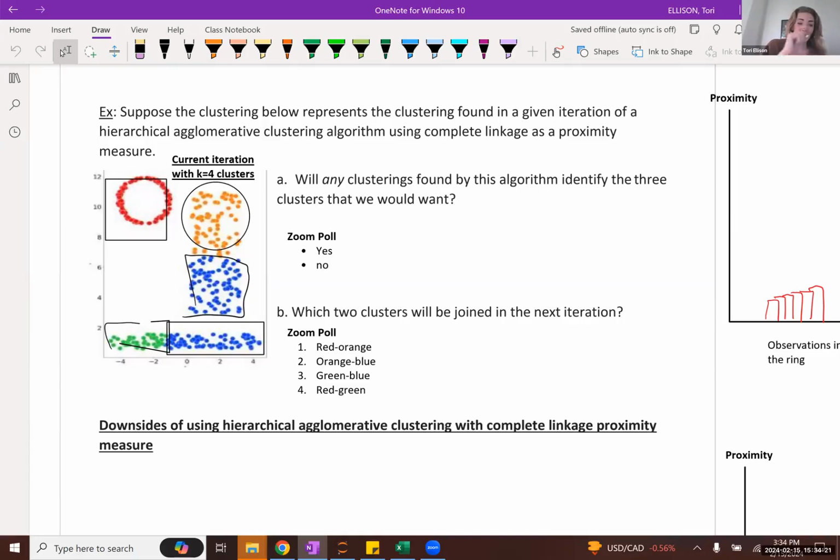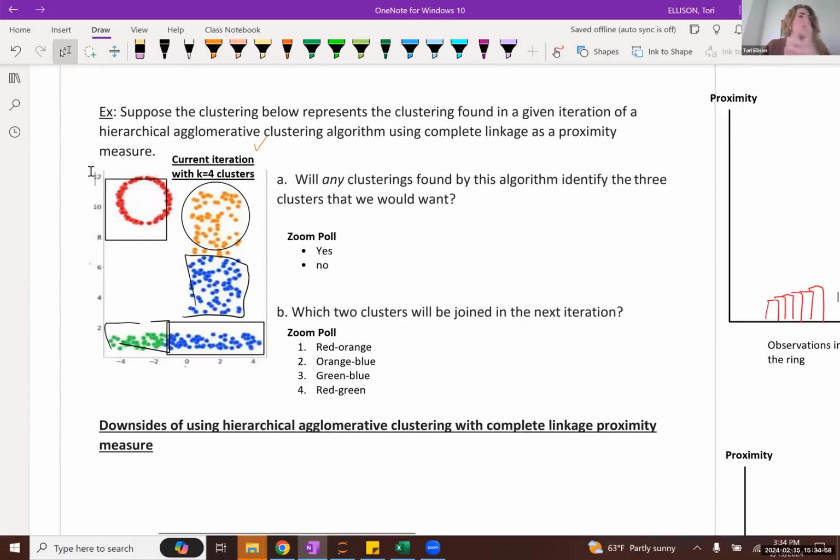Okay, so let's take a look at this data set here. Basically what this data set visualizes to us is the clustering that we would get when using hierarchical agglomerative clustering, using complete linkage, in which we're at the iteration in which there are four remaining clusters left. So we have the red, orange, blue, and green clusters. That's the only four clusters left in the data set. So what we want to ask ourselves is, will any of the clusterings identified by this algorithm actually identify the three clusters that we would actually want to see?